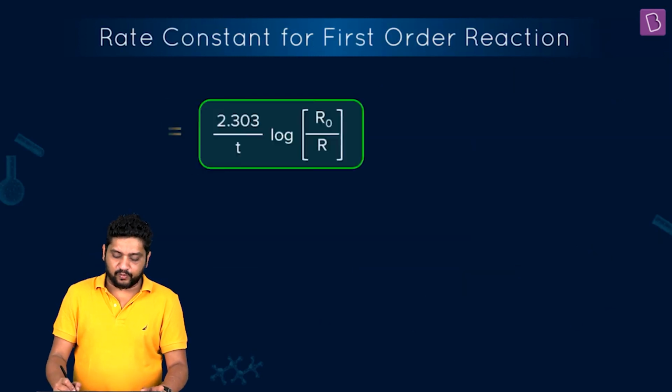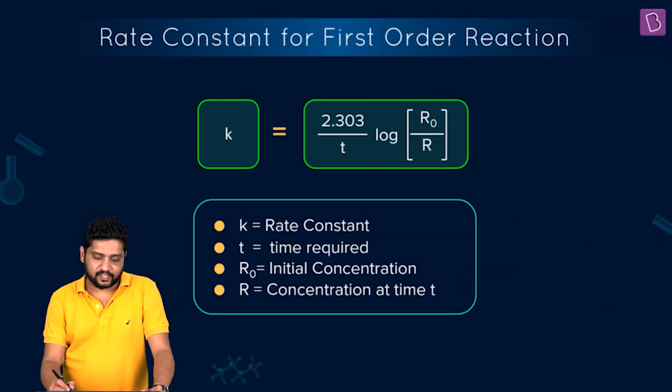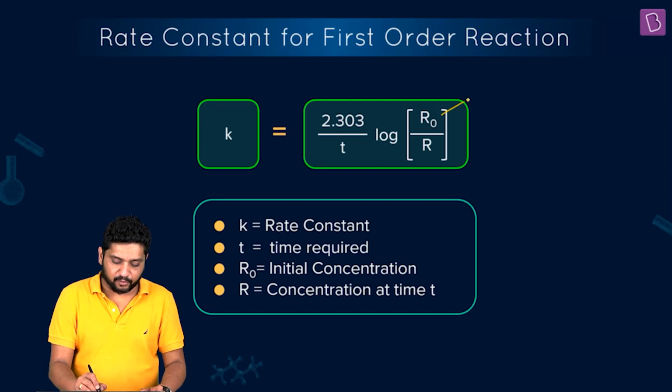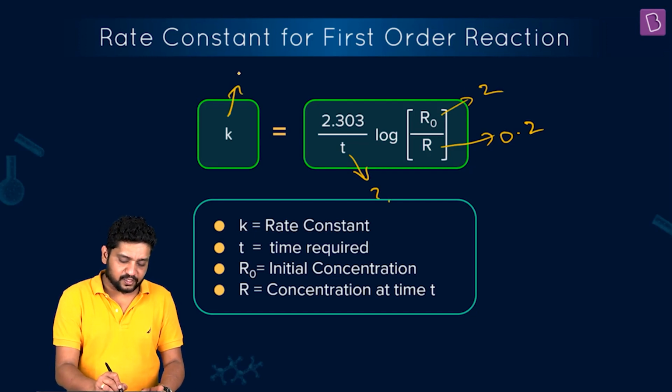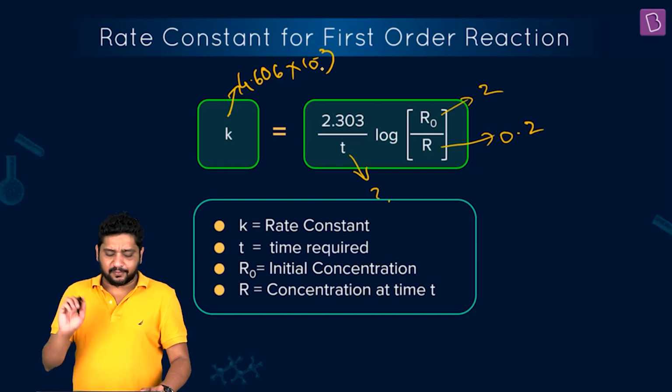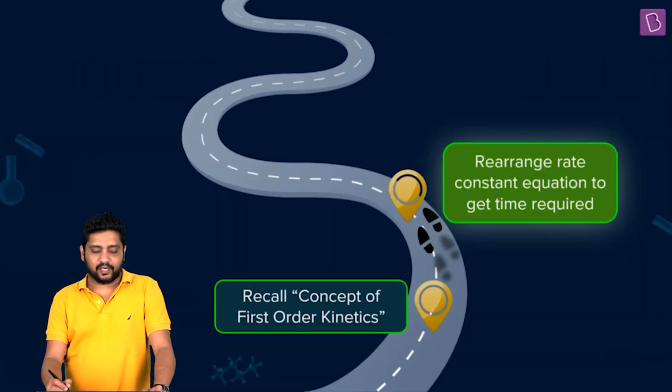Right? So do we know r naught? Do we know r? Yes, we know all of these, right? So this was given to be some 2, and this was given to be some 0.2. This was what was asked, and k was given to us as 4.606 into 10 to the power minus 3. Substitute the values. Very easy calculation, right?